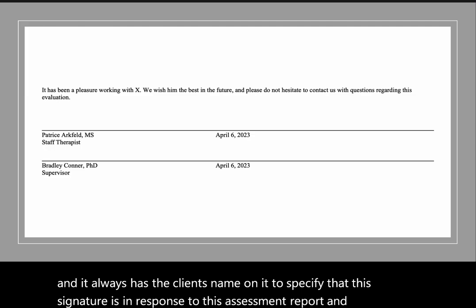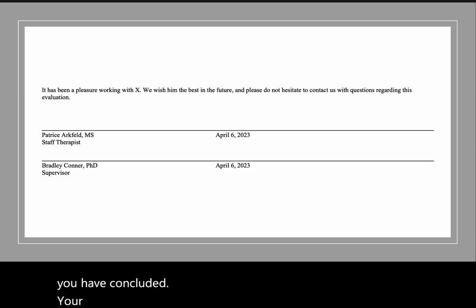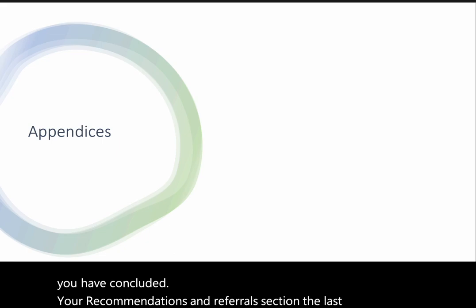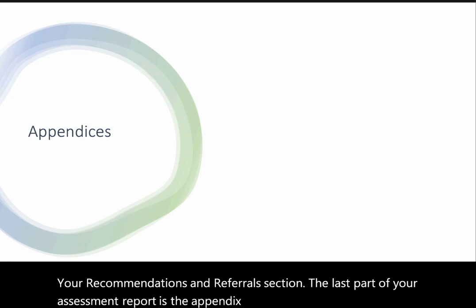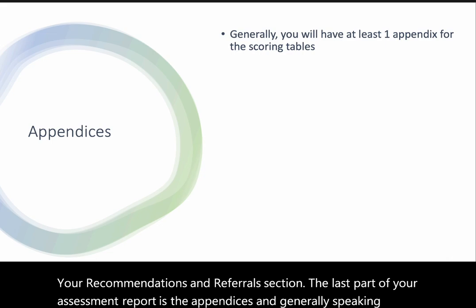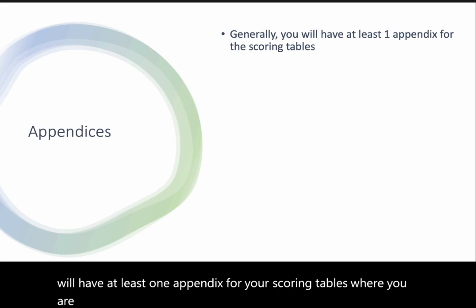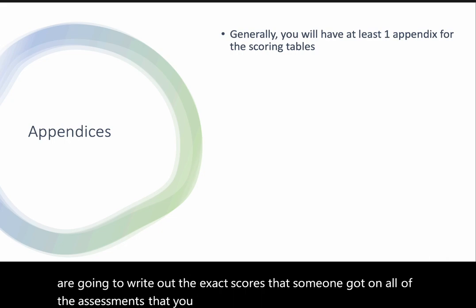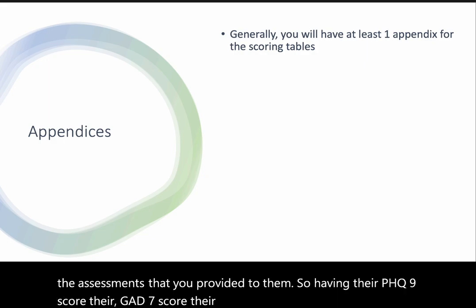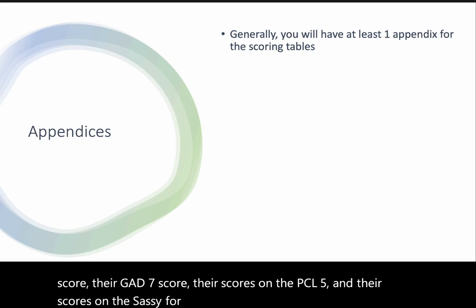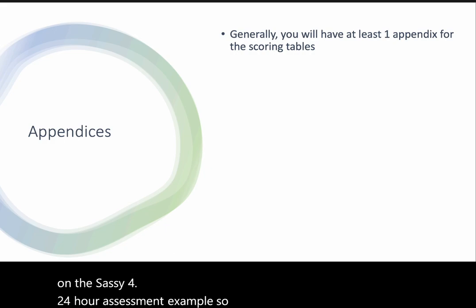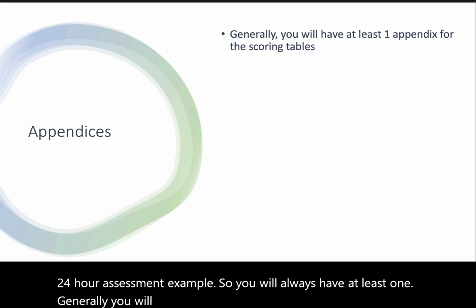And then after you have concluded your recommendations and referrals section, the last part of your assessment report is the appendices. And generally speaking, you will have at least one appendix for your scoring tables, where you are going to write out the exact scores that someone got on all of the assessments that you provided to them. So having their PHQ-9 score, their GAD-7 score, their scores on the PCL-5, and their scores on the SASE-4 for our assessment example. So generally you will have at least one appendix to have the raw scoring tables.